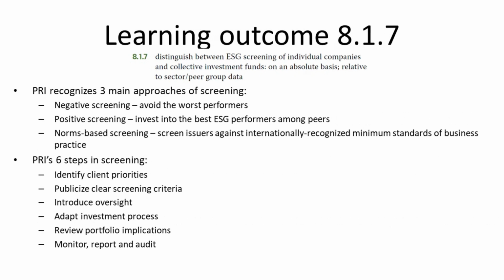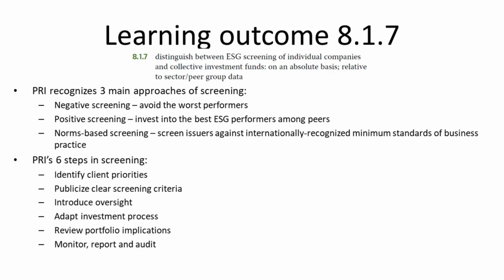By screening, distinguish between ESG screening of individual companies and collective investment funds. PRI recognizes three main approaches to screening. Negative: avoid the worst performers. Positive: invest in the best performers among peers. Norms-based screening: screen issuers against internationally recognized minimum standards of business practice.